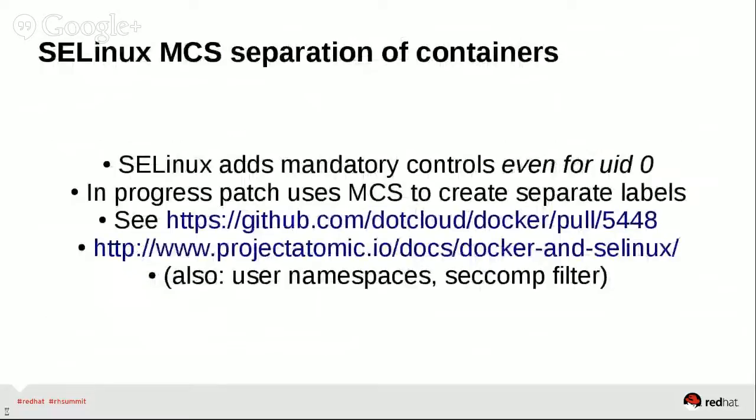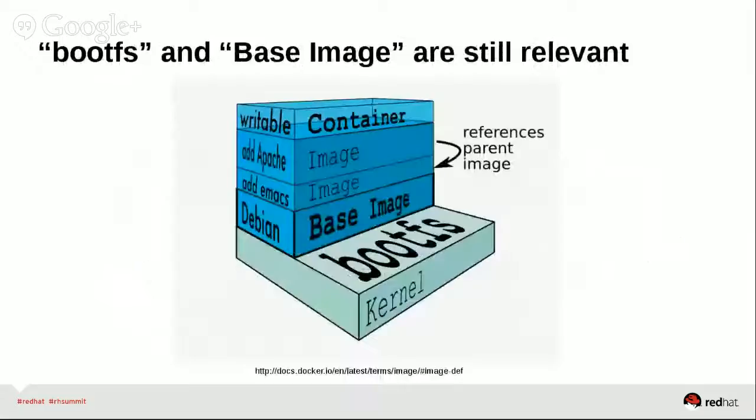Actually, I have a slide for that. Let me go back to that; I skipped it. This is the visualization of the Docker model where you have a base image, you derive images from it, and then each app gets its own writable container. Perfect. Thanks.